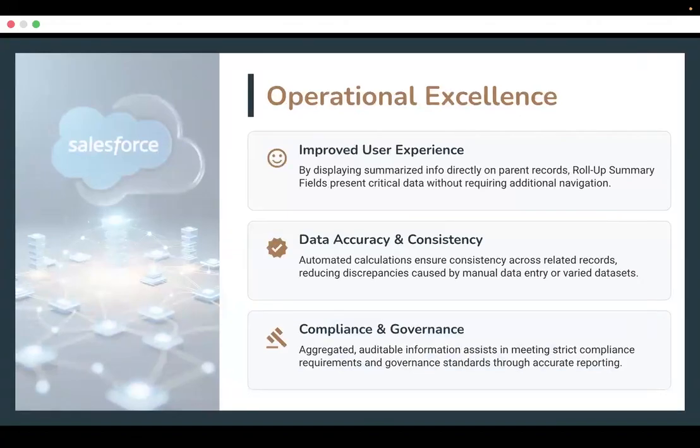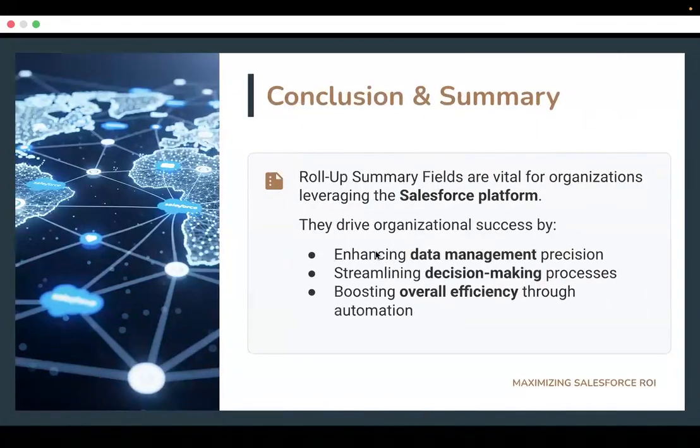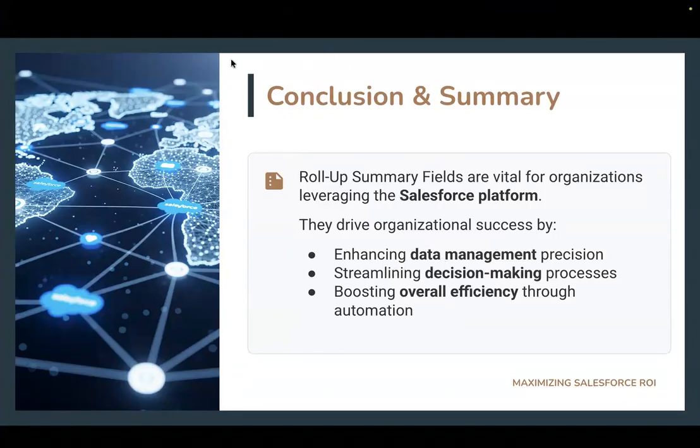Your user experience will be improved, along with data accuracy and consistency, because the automatic calculation ensures consistency. It's calculating automatically, so there are no manual mistakes. Compliance and governance means aggregated, auditable information assists in meeting strict compliance requirements and governance standards through accurate results. Again, there are no manual efforts in this. Everything is automated. So in the aggregated results, you can very easily see the total number of interviews attended, and the minimum and maximum score in any interview. So this is all about Salesforce roll-up summary fields.